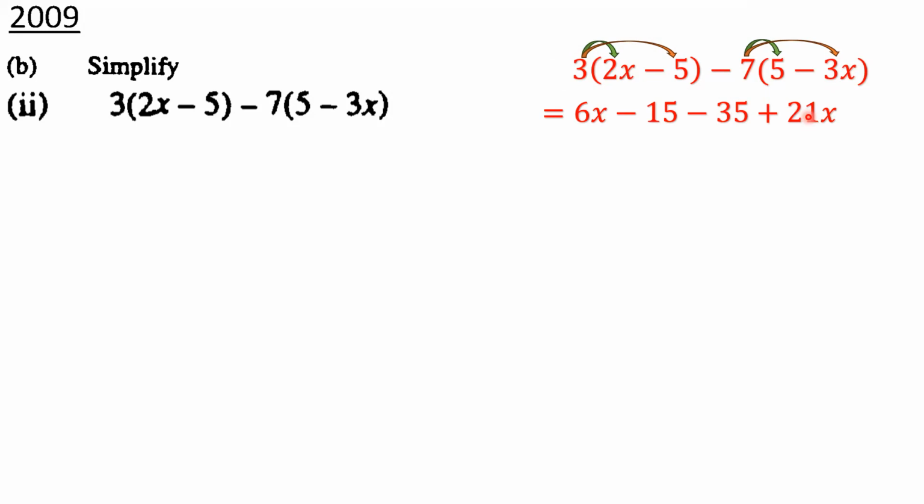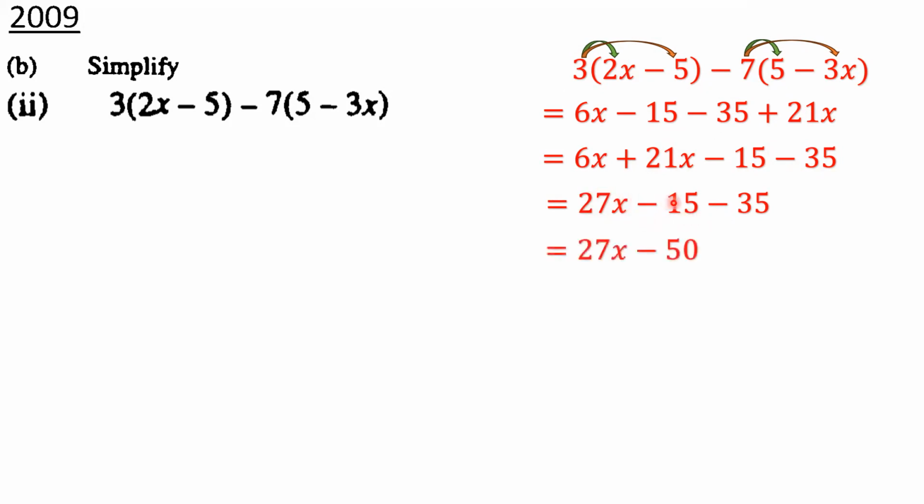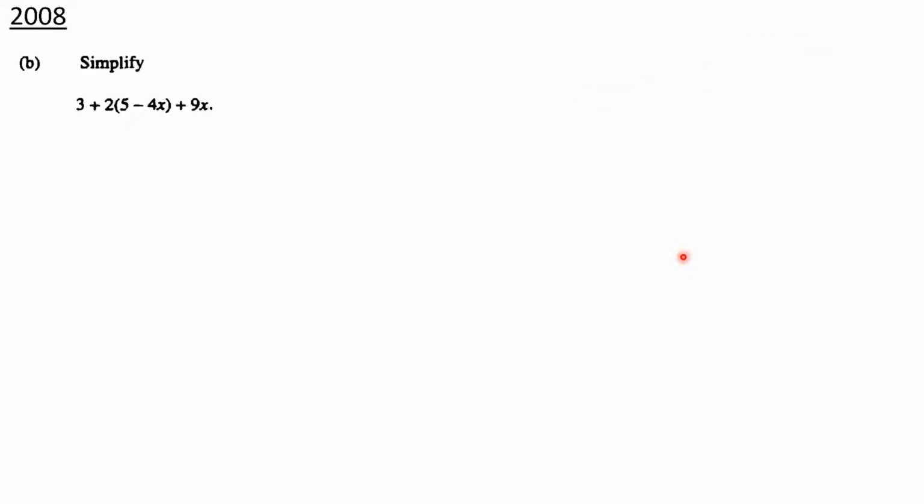Next, we're going to take the 6x and add it to the 21x. So we have 6x plus 21x. And then we're going to take the negative 15 and combine it with the negative 35. What is 6x plus 21x? That's going to be 27x, minus 15, minus 35. And so what we're going to do is subtract. So we have negative 15. Okay, let's move on to the next question.